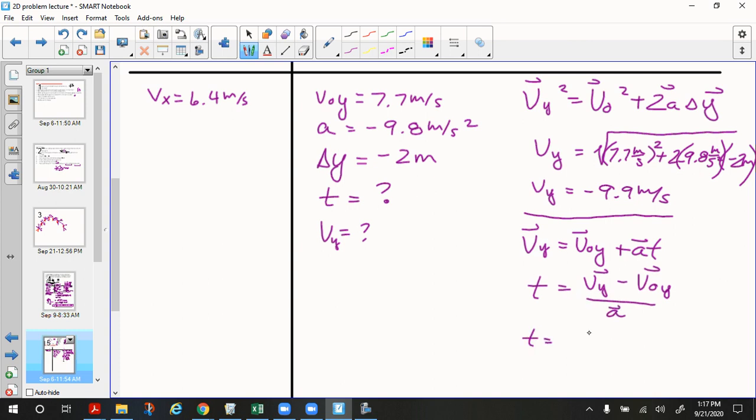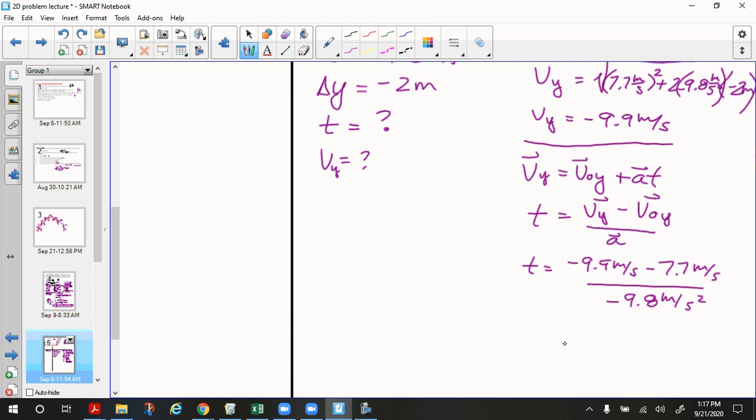Now we can plug in numbers. V final is negative 9.9 meters per second. We subtract the initial, which is 7.7 meters per second. And then we divide by the acceleration, which is negative 9.8 meters per second squared. Really important here, if you get a negative time, you need to go back and check your signs, because you probably have an incorrect sign in there, and that's going to give you an incorrect answer. All right, so I got 1.8 seconds. So there's my time.